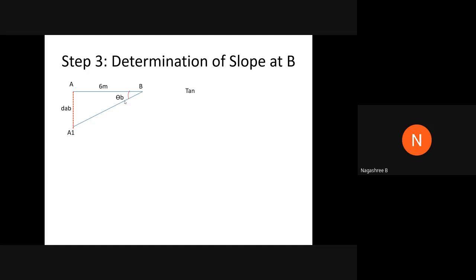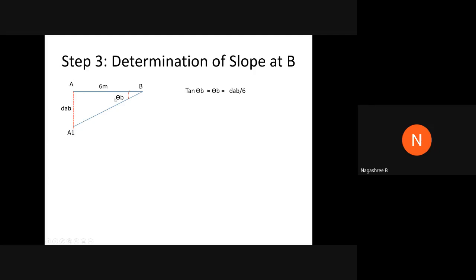In order to determine the value of theta B, I can make use of the trigonometric tangent function. So tan theta B will be equal to opposite by adjacent. For theta B, the opposite side is DAB and the adjacent side is 6 meters. Therefore, it is DAB divided by 6.